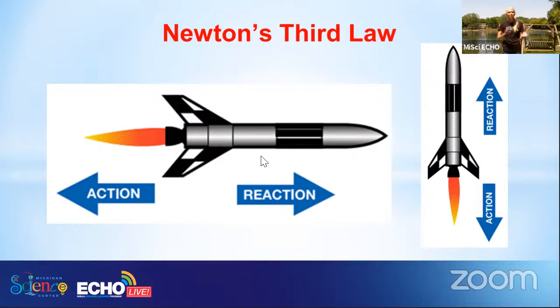I have it in both orientations here because we don't normally launch rockets horizontally. That could be incredibly dangerous, right? Normally, we launch rockets from the ground vertically. So the action pushes down, and our rocket, therefore, pushes up.